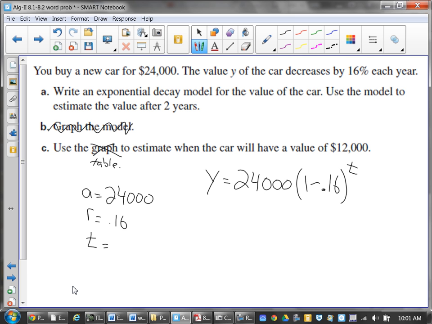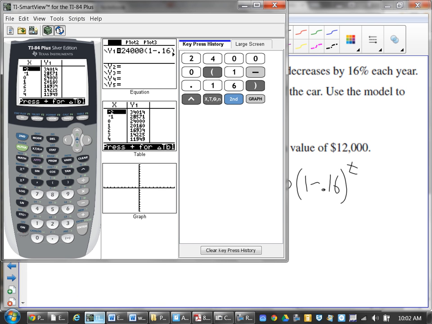Now, what they asked us then, how many years would it have to be for about $12,000? Well, about 4 years. After 4 years, it's going to be worth about 12 grand. What's the interest rate though?